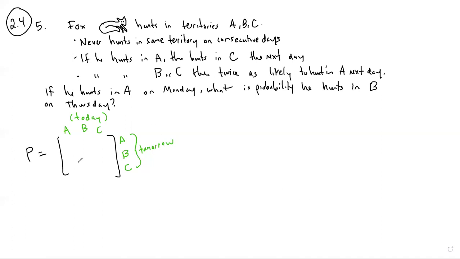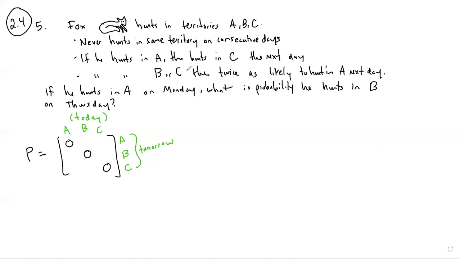We are told that he never hunts in the same territory on consecutive days. So that tells us that the transition from A to A, which would occur right here, is going to be 0. He doesn't ever go from A to A. Similarly, the 2-2 entry represents B into B, and C into C would be the other diagonal entry. So he never stays in the same place, and that's what those entries represent.